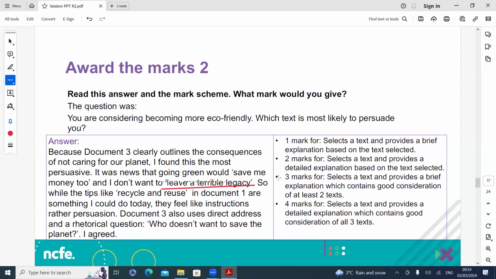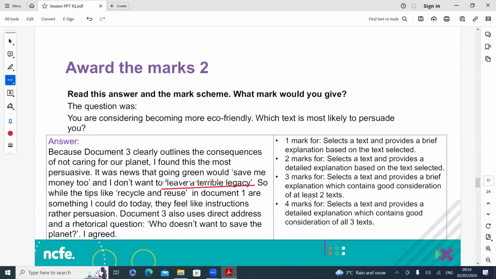So let's look at 3 mark criteria. Selects a text and provides a brief explanation which contains good consideration of at least 2 texts. So we know that they've selected a text and provided a brief explanation, or it's a bit more detailed, we decided. Is it considering at least 2 texts? Yeah, it is. So good, it refers to document 3 and document 1. So yes, we've got 3 marks now.